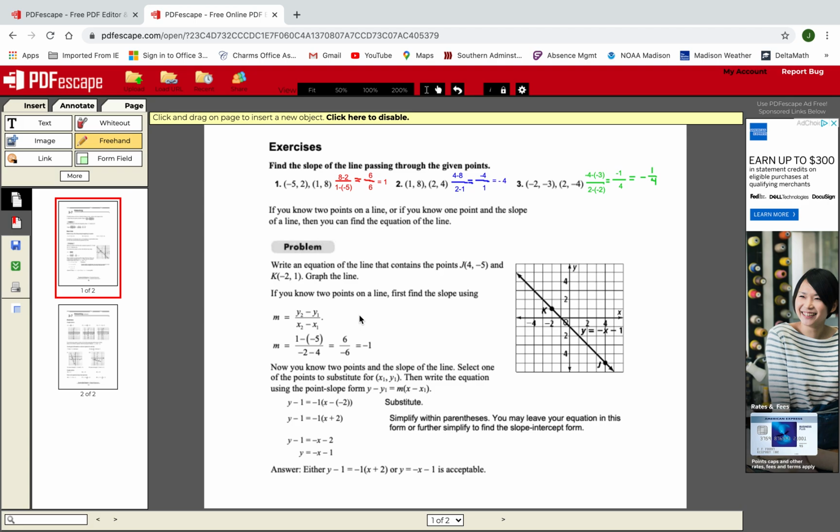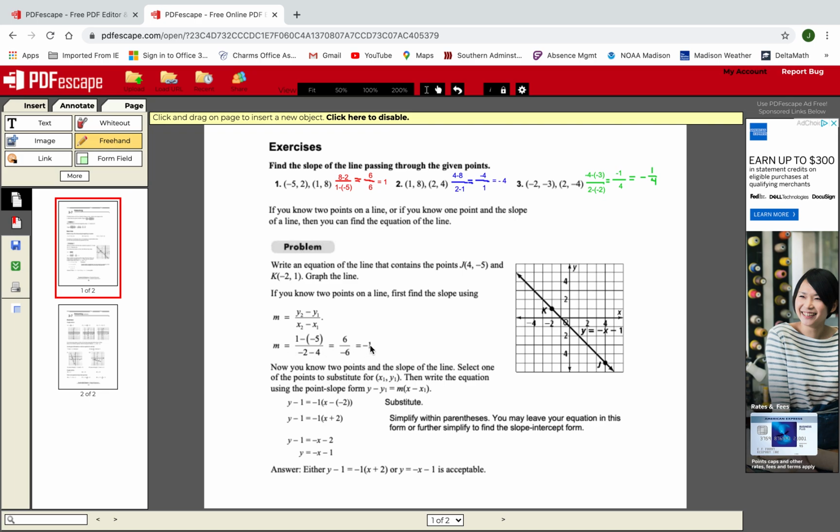So the first thing we need to do, if we don't already have it, is find the slope. So you can see that's what they've done here, using that slope formula of y2 minus y1 over x2 minus x1, and they've substituted in their values. The y2 value is 1, the y1 value is negative 5. So they said 1 minus negative 5. The x2 value is negative 2, and the x1 value is 4, so they have negative 2 minus 4, and they simplified. 1 minus a negative 5 is 1 plus 5, which is 6, and negative 2 minus 4 is negative 6. So they have 6 over negative 6, which of course simplifies to negative 1.